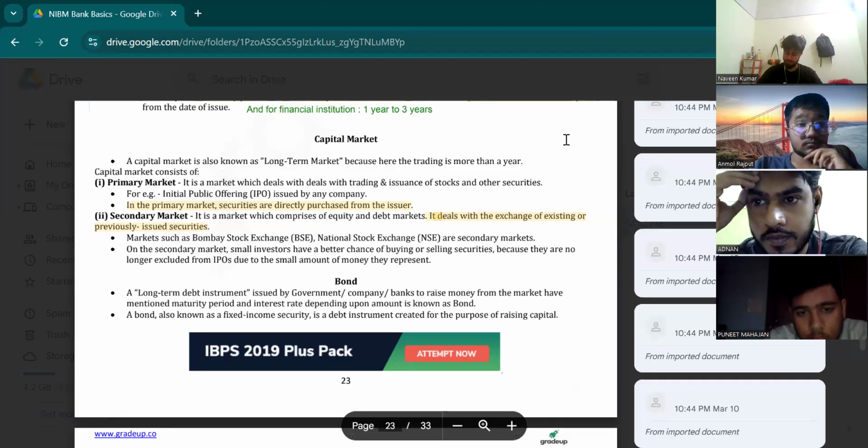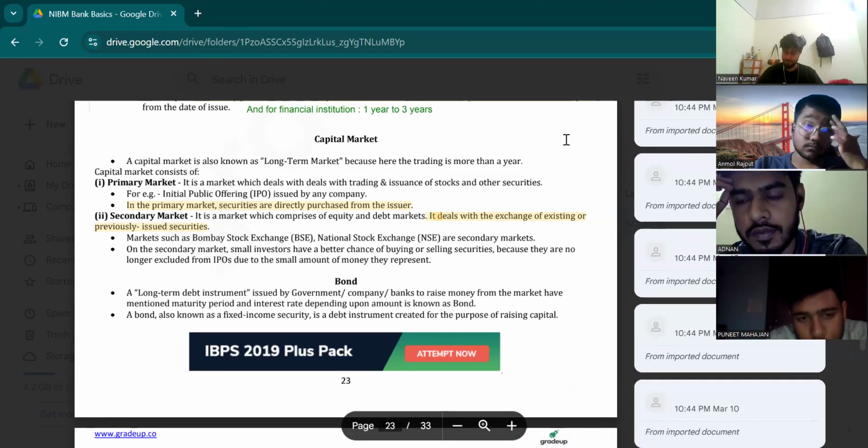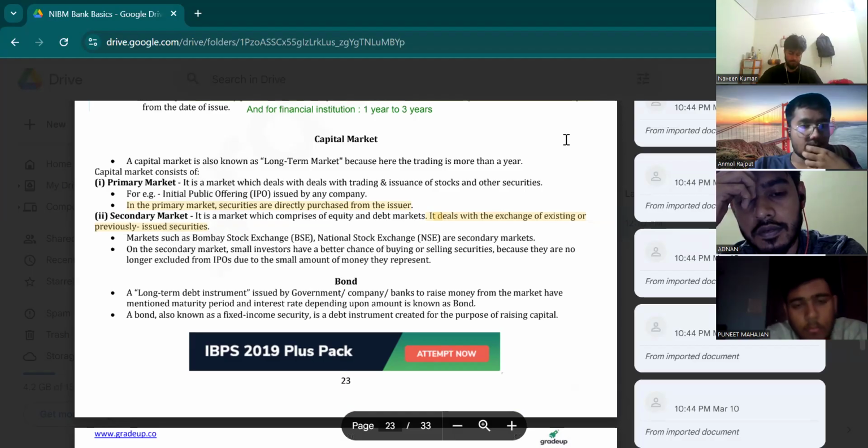Primary market means when a company is going to issue securities for the first time, meaning till now the securities of the company are not available on NSE or BSE. The moment they make their first entry, they launch their IPO, and you got allotted. That is primary market.